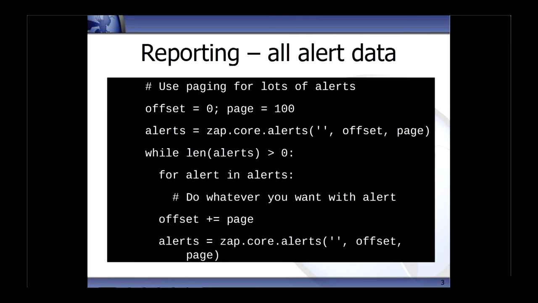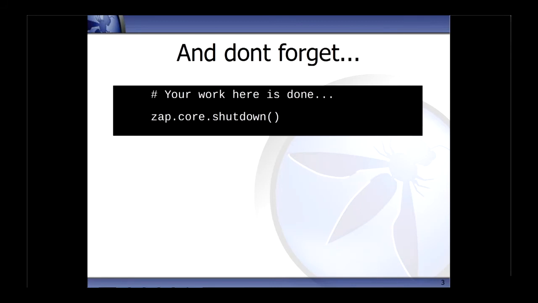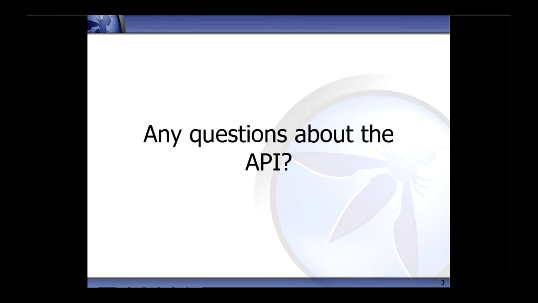And that means that our reports aren't the prettiest things in the world, and particularly if you want to integrate with your bug tracker or something, you'll want to pull those alerts back and do whatever you want with them. And of course, because you've kicked off ZAP as a daemon, you will want to be able to shut it down, and you can do that via the API. So, any questions about the API?